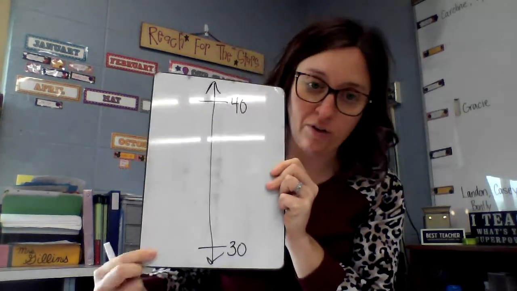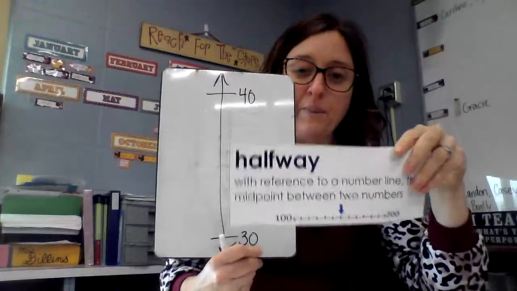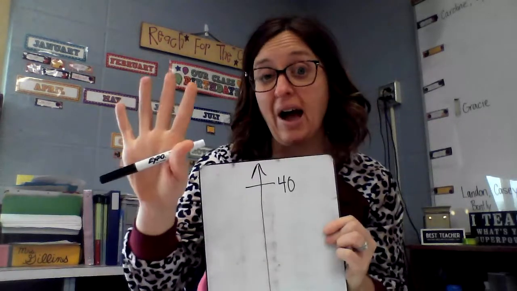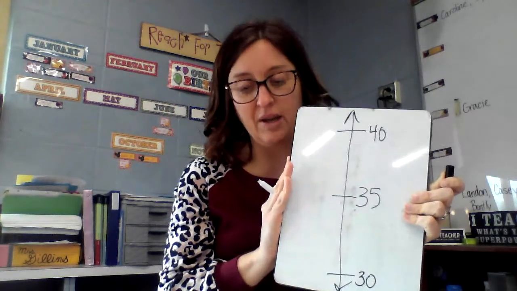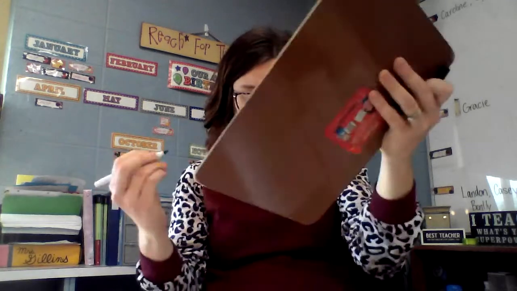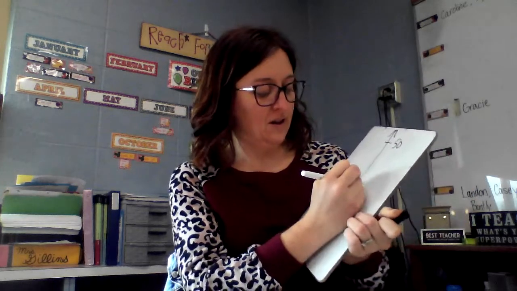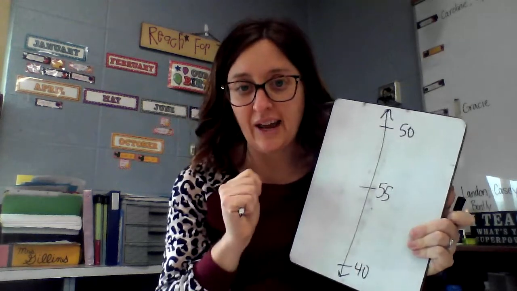So let's take a look at this one. So our endpoints are 30 and 40. So what is halfway between 30 and 40? That point that is directly between two numbers. Well, I know between the two are going to be my 5s. And are you starting to see a trend? Halfway between 30 and 40 is going to be 35. Let's look at another example. One more halfway example. What if we had 40 and 50? What's the halfway point between 40 and 50? If you said 45, you were correct. Are you noticing that all of our halfway points ended in a 5?